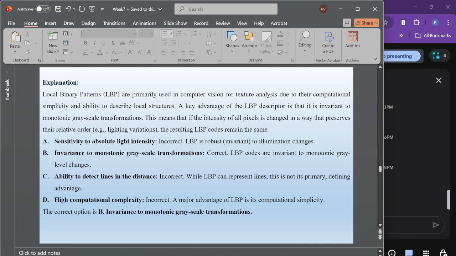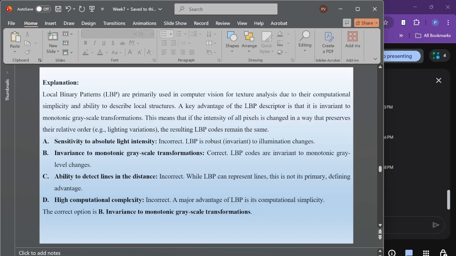This means that if the intensity of all pixels is changed in a way that preserves their relative order, that is, lighting variations, the resulting LBP code remains the same. So our options: option A, sensitivity to absolute light intensity, is incorrect. LBP is robust, that is invariant, to illumination changes. Option B, invariance to a monotonic grayscale transformation, is correct. LBP codes are invariant to monotonic gray level changes. Already we have seen that in the description.